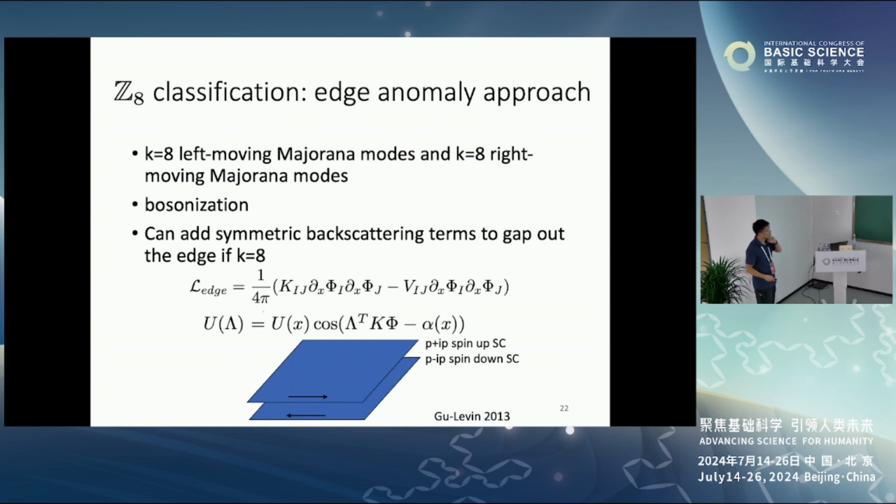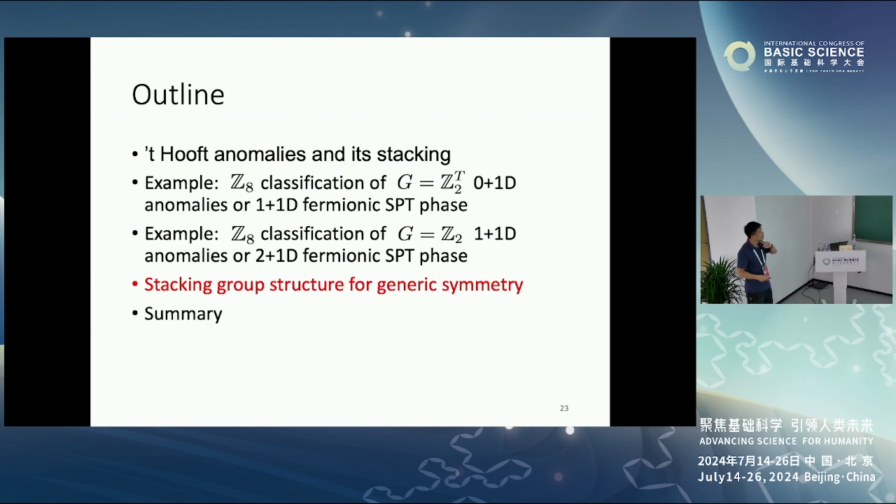Now we want to generalize this result to even more complicated symmetry. For example, we ask whether G can be general, and also it can be antiunitary or unitary, and also we can have a symmetry extension from this G and the fermion parity Z2F. So there are more and more complicated symmetry groups.